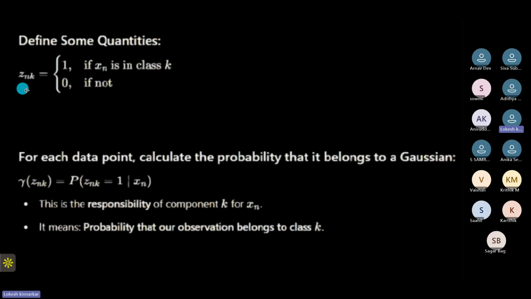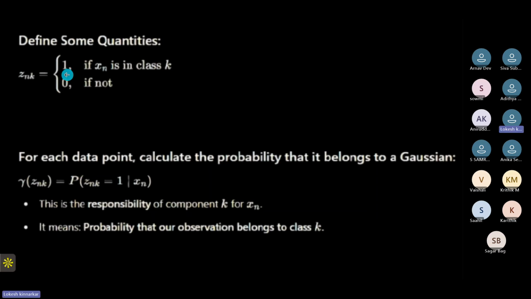So we define a random discrete variable called z. So z is essentially a cluster assignment. It is assigned 1 if xn is in class K, and it is assigned 0 if it is not. You can also consider z as a one-hot encoded vector in case we have two Gaussian distributions, or else it can also be a continuous distribution if we are using a probabilistic model.